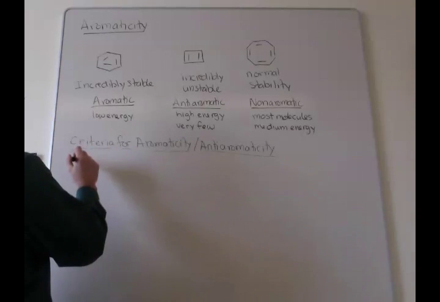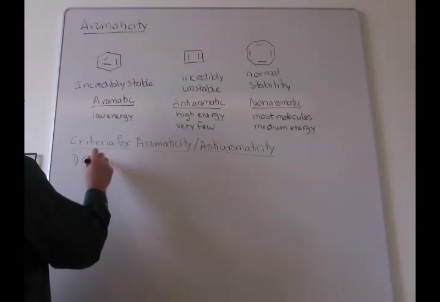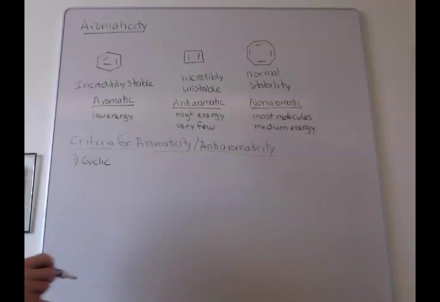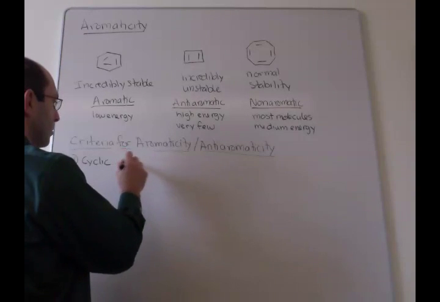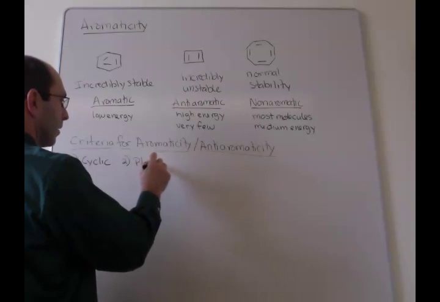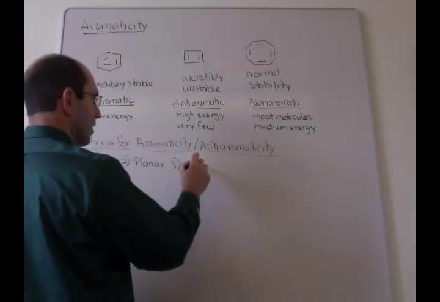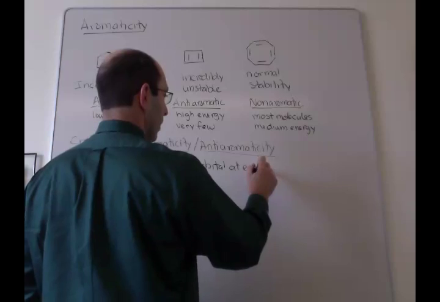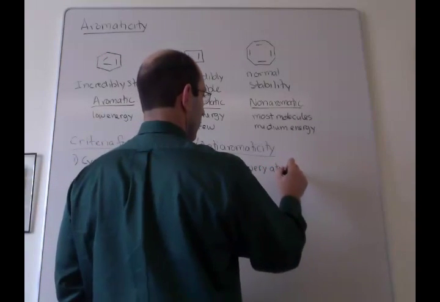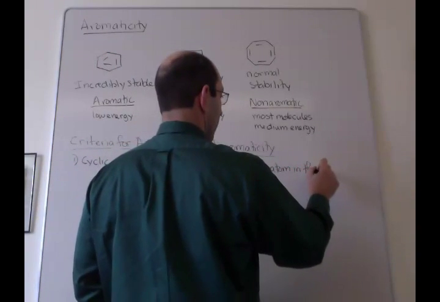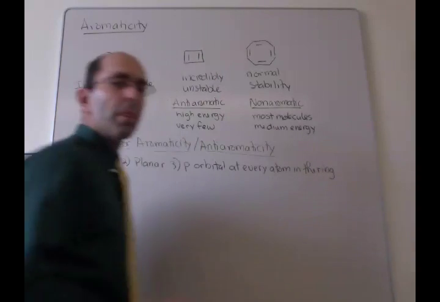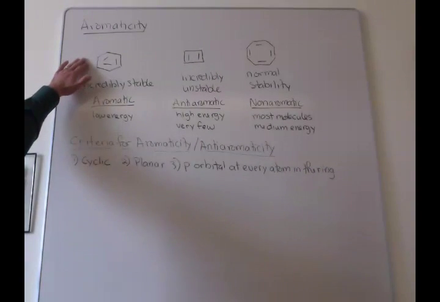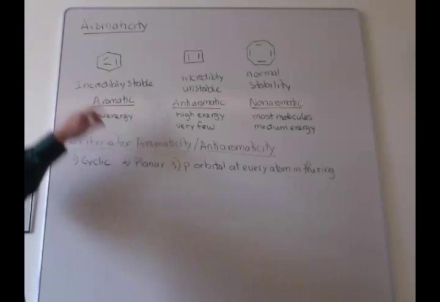We have a couple of things here. Number 1, the molecule must be cyclic. Number 2, it must be planar. Number 3, it must have a p orbital at every atom in the ring.